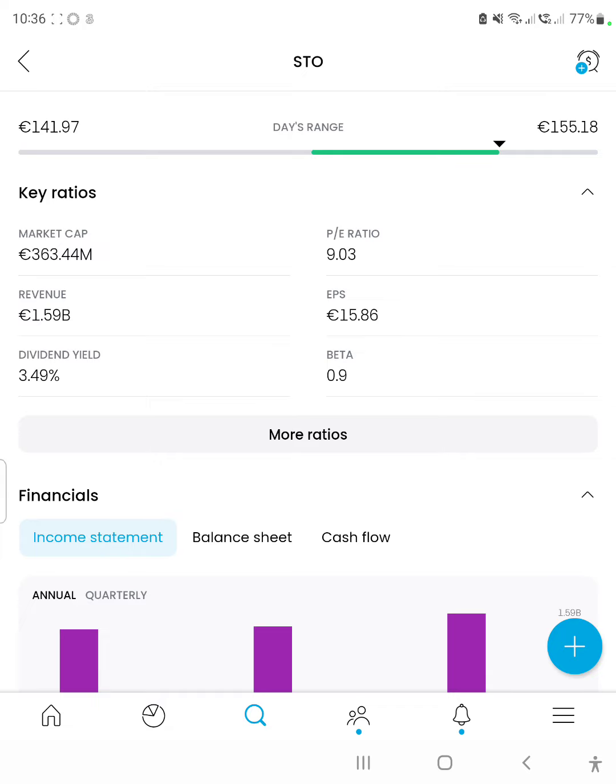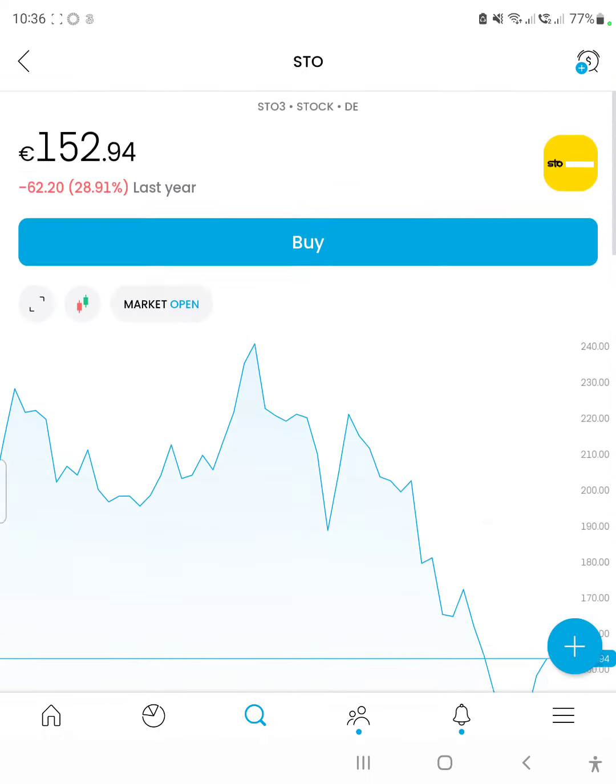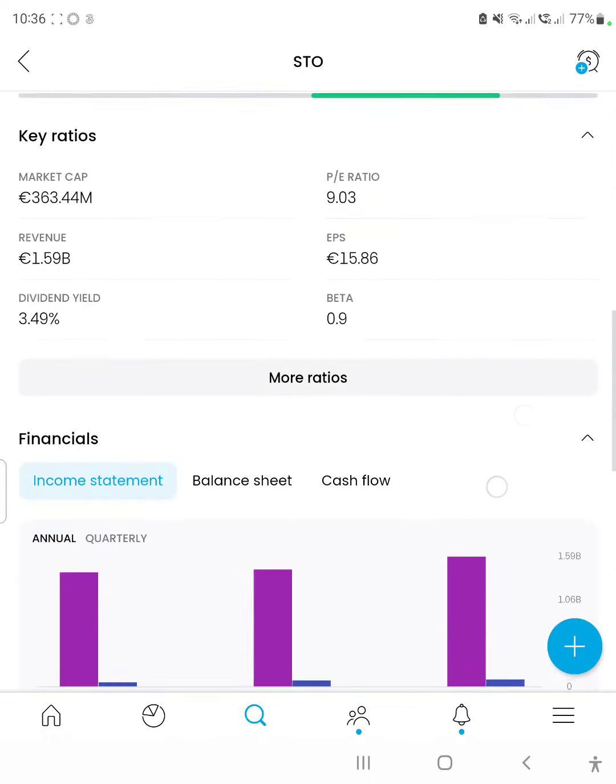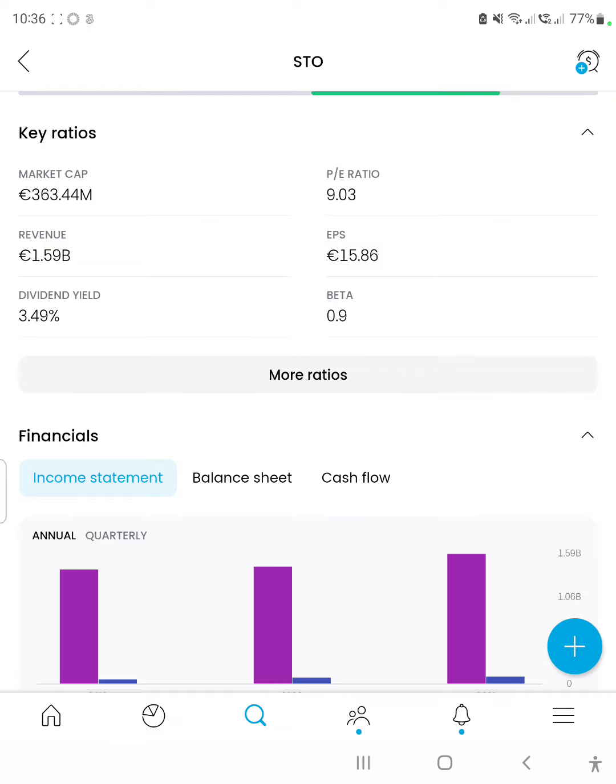The PE ratio, which is the overall price of the company divided by the earnings per share, is 9.03, which is good. We look for a PE ratio of 10, or around 10. Earnings per share, 15.86 euros. Let's just check the market price, 152, which is about 10%. So that's good. Anything around 10% for earnings per share per year is really good. If you can maintain that earnings per share over a long period of time, that's good.